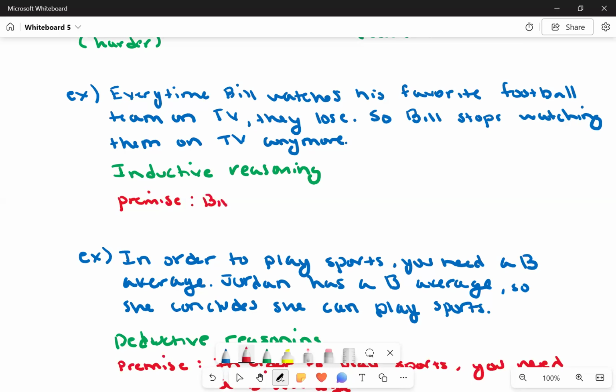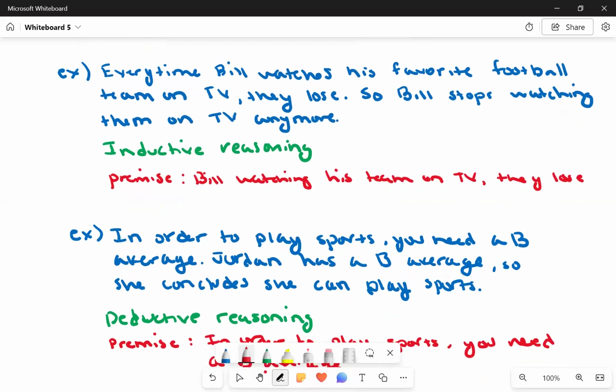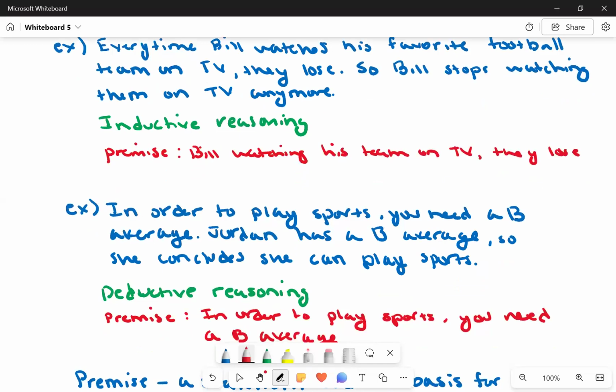So Bill watching his team on TV, they lose. That is the premise here. So in each case, the premise can be thought of as either a factual thing or example. In this case, the first one is data or examples. Bill watches his team on TV, then they keep losing. And it's factual that that happens. That is important. It's a true statement for Bill that when he watches his team on TV, they lose.